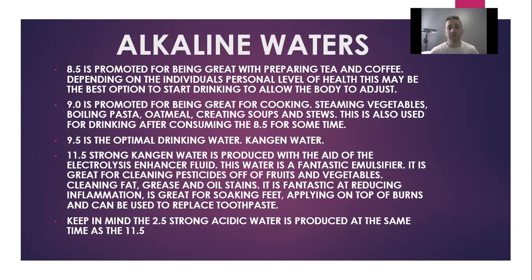Okay, keep in mind the 2.5 strong acidic water is produced at the same time as the 11.5. So what I do normally is I will store these waters. I will produce them at the same time. I will get 2 jugs and fill them up at the same time, preferably black jugs, which you can get on the Enagic site, because we don't want light penetrating through the containers and degrading the effects of these waters.